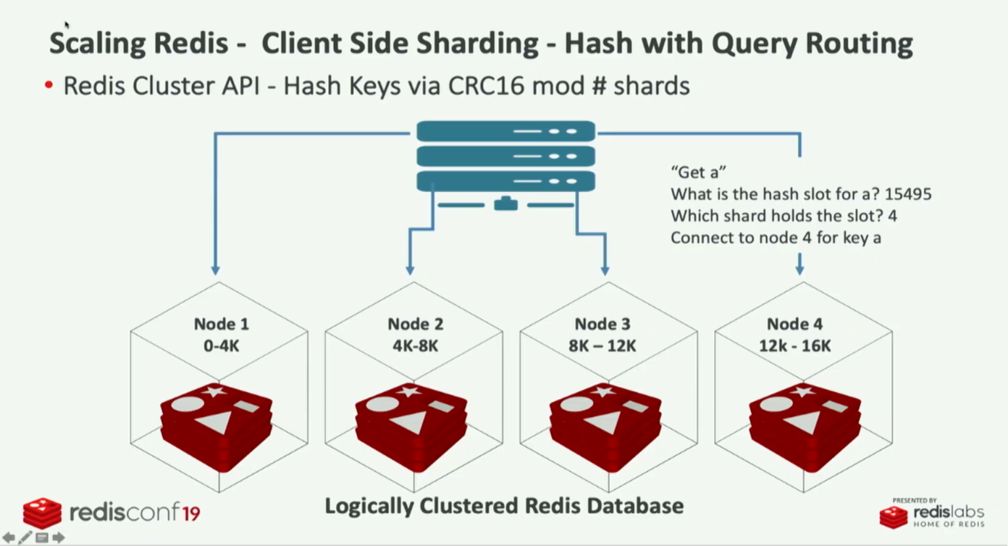Okay? So that's what's behind the hash with query routing, where you take a key, and so in this example, the client says, I need to get A. That's a command that it executes. And so the first thing it needs to do is, well, what is the hash slot that key A belongs to? And if you go through a cluster key slots command, you'll find that it's slot number 15,495. So then you figure out, okay, if I do a mod 4, I identify which node it belongs to, and then you connect to node 4 to get key A.